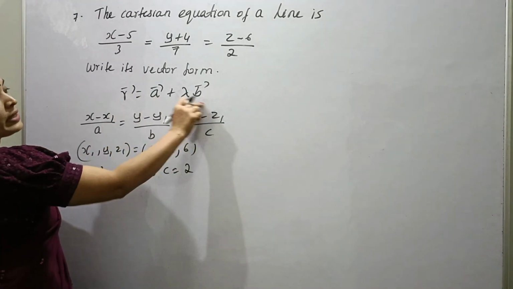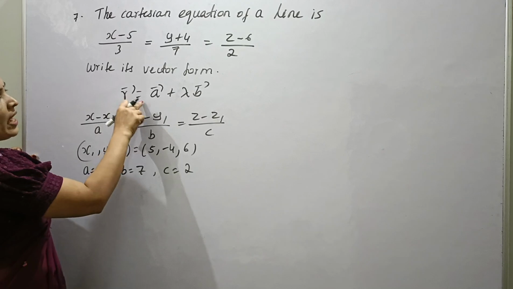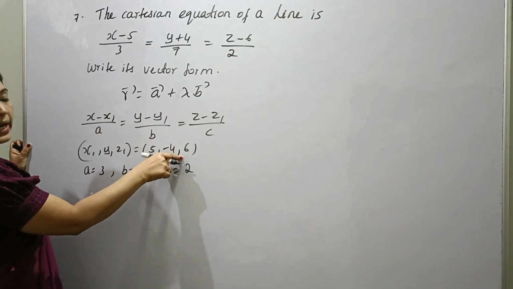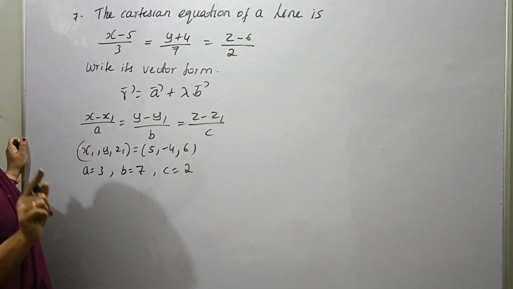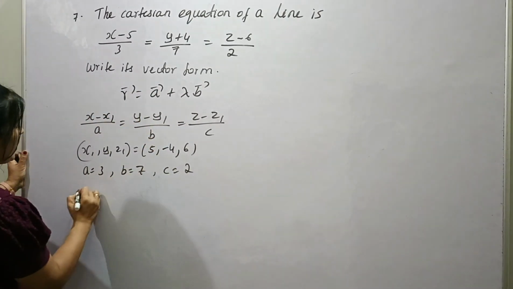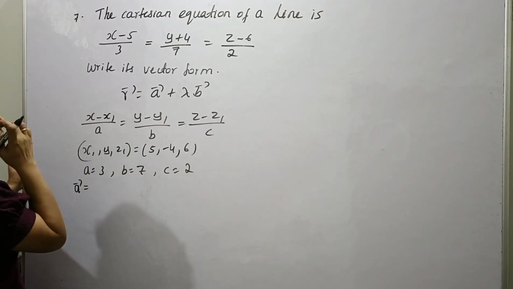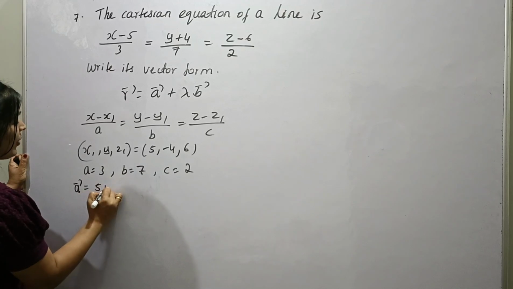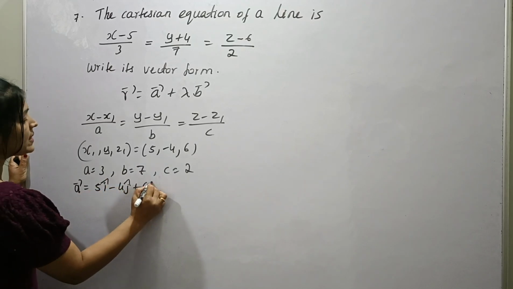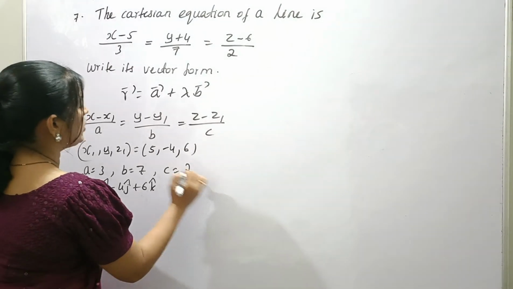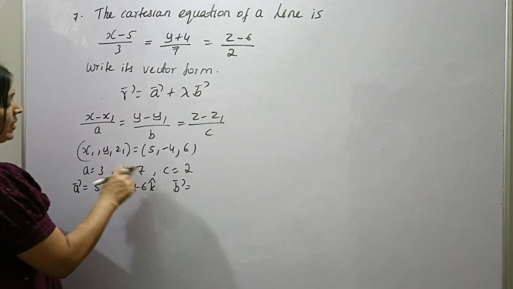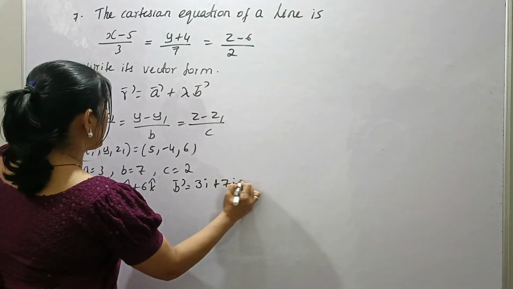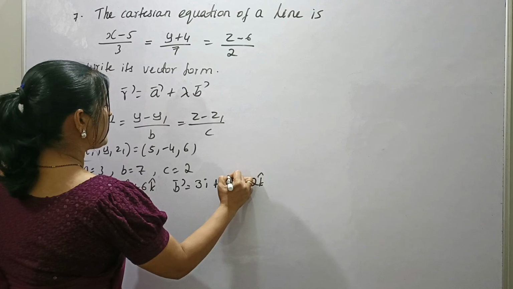Here we have to write the vector equation, right? So vector r = vector a, where vector a is the position vector of a point on the line, and vector b is the parallel vector. Vector a is the position vector of the point (5, -4, 6), that is 5i - 4j + 6k. And vector b is the parallel vector given by the direction ratios, so 3i + 7j + 2k is vector b.